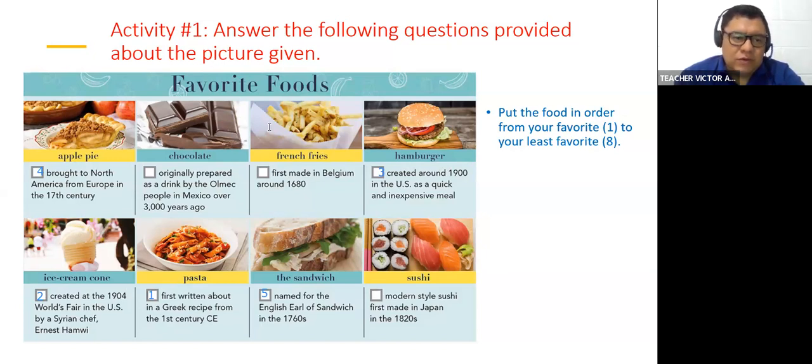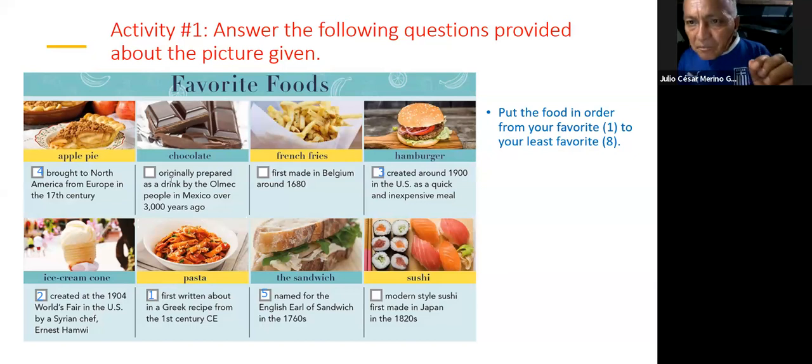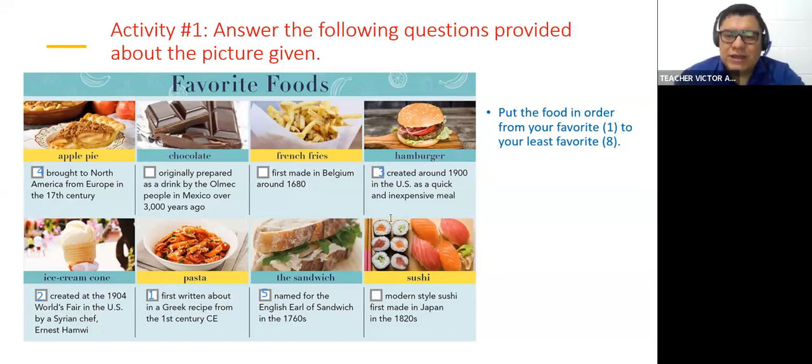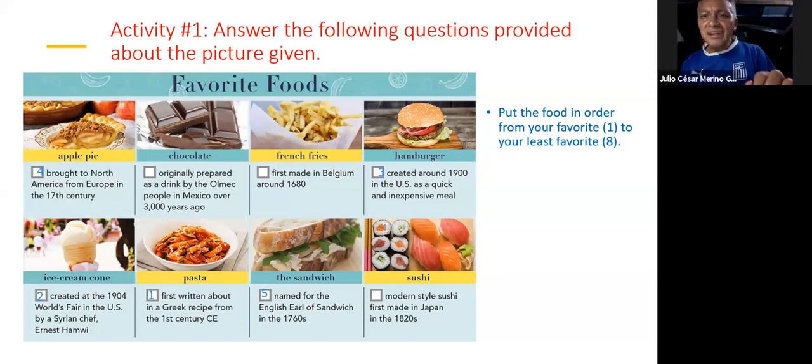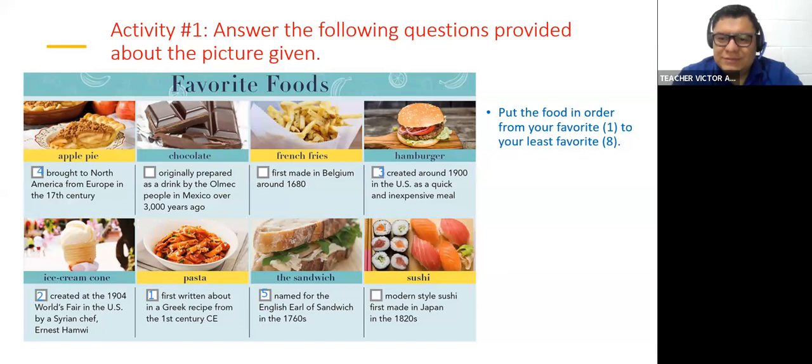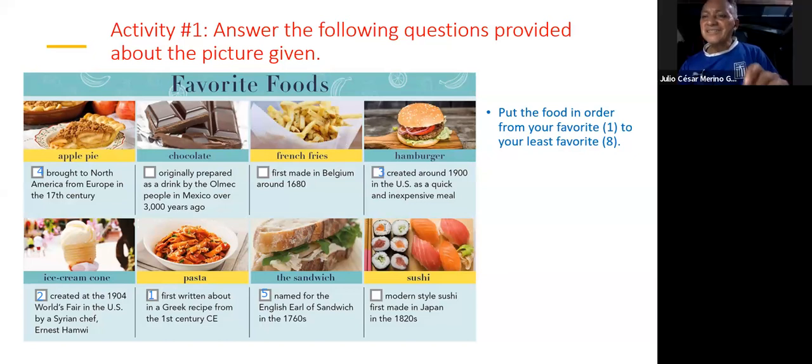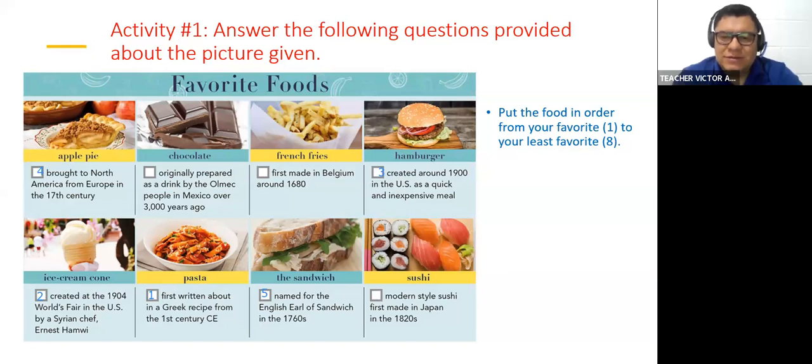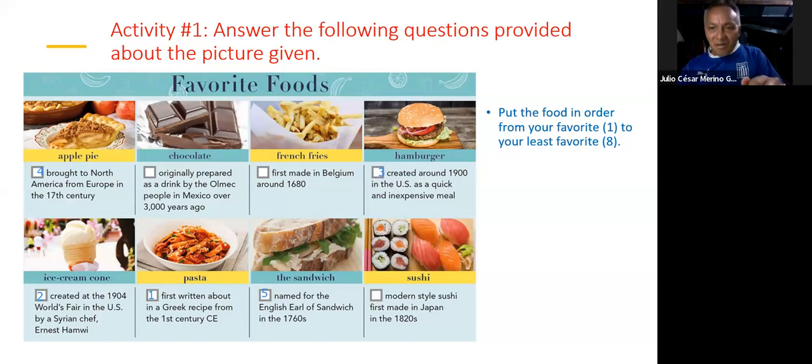Okay, what about Julio? Julio, what are your options from one to five? From these options, I need you to select five that are your favorite. My favorite is chocolate, french fries, hamburger, and ice cream cone.